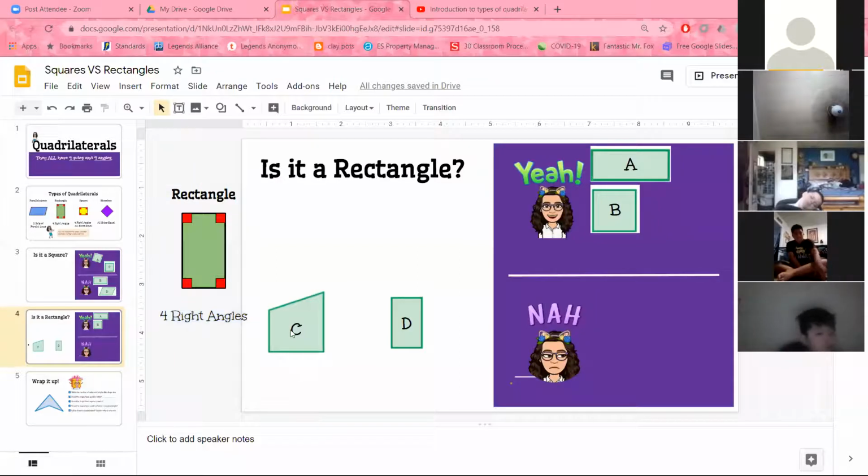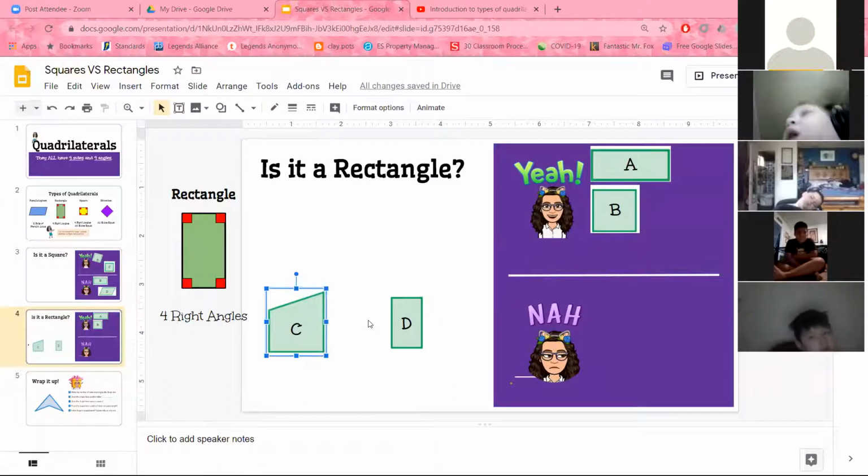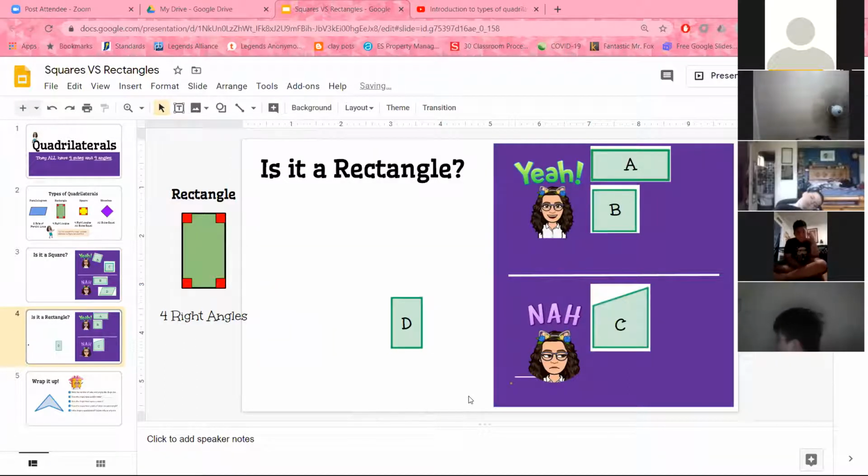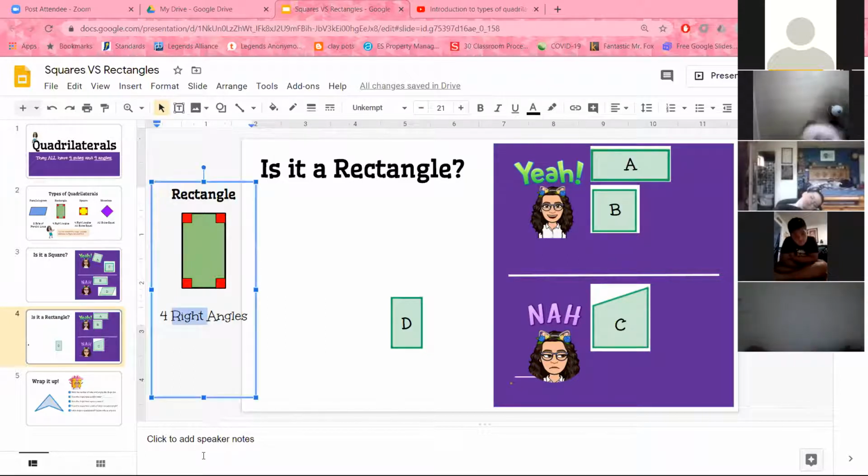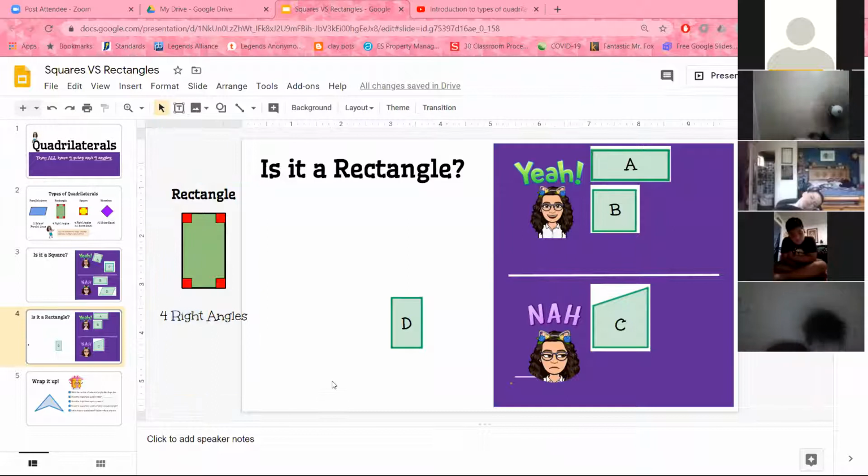All right, C. Esteban, is C a rectangle? C is not a rectangle. And why not? Because it doesn't have 4. Even though it has 4 angles, the other one's more lined out, and it's not even sides. Yeah, it has 4 angles, but we're looking for 4 right angles. So good job.